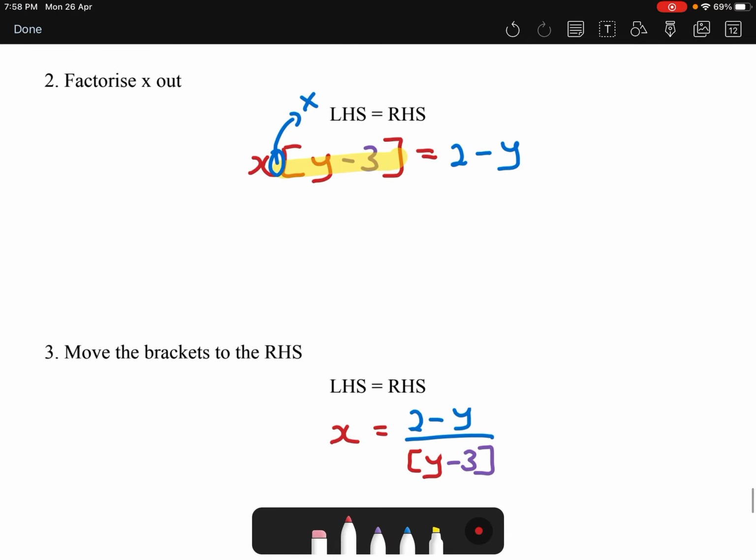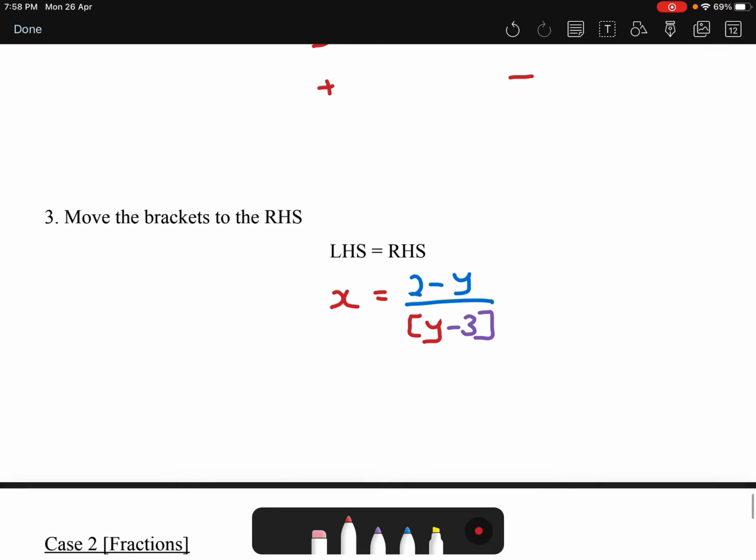Let me reiterate one more time. When you have a multiplication sign, you move it to the right hand side, it will become divide. When you have a plus sign here, you move it to the right hand side, it will become minus. It's like the opposite.